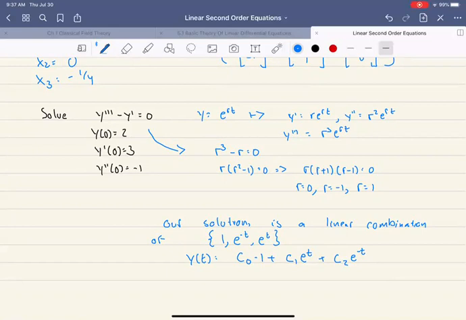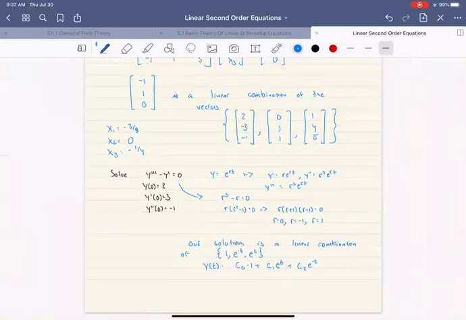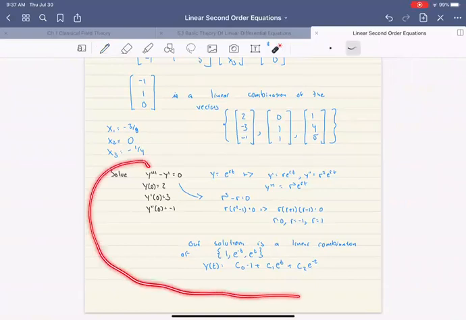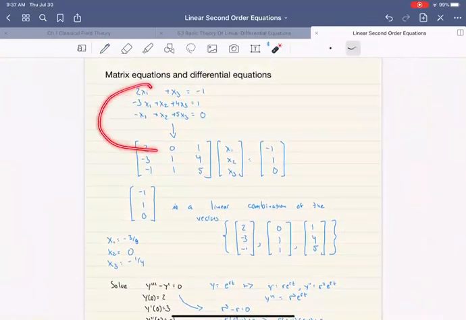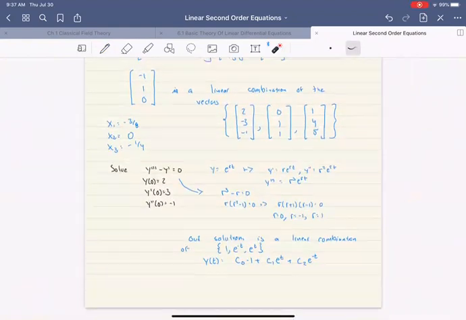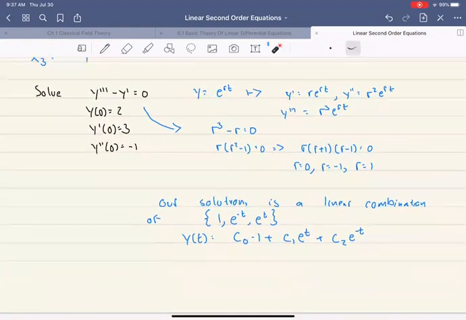The point I was trying to make is that I want to make the connection between solving these linear differential equations and solving these problems in linear algebra. Basically this boils down to the same thing, because now when we do this, we're going to get a system. y of 0 equals 2, so that means c0 plus c1 plus c2 equals 2.